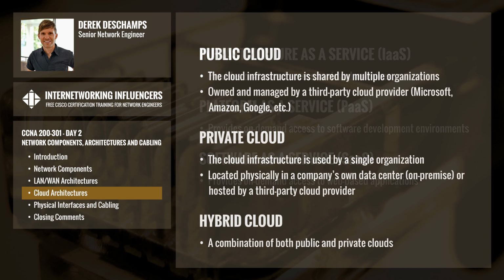There are three different types of cloud computing deployments. With a public cloud, the cloud infrastructure is shared by multiple organizations. A public cloud is owned and managed by a third-party cloud provider, such as Microsoft, Amazon, or Google. With a private cloud, the cloud infrastructure is used by a single organization. A private cloud can be located physically in a company's own data center, also referred to as on-premise, or hosted by a third-party cloud provider. While a hybrid cloud is a combination of both public and private clouds.